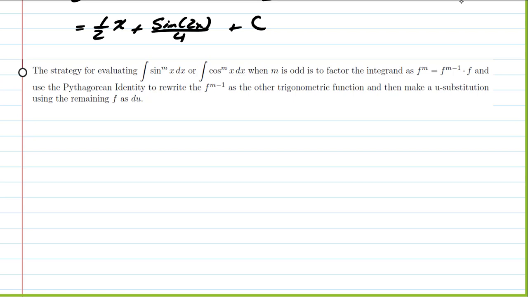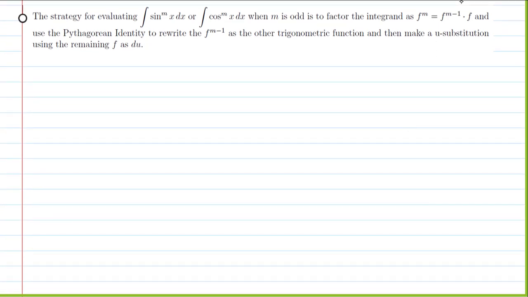So you're going to rewrite your odd exponent as an even exponent times something with an exponent of 1. And then we are going to make a u substitution on the thing that now has an even exponent, because the one term that we peeled off will become our du. This will make more sense when we see an example right now. But that's our strategy when the exponents are odd.